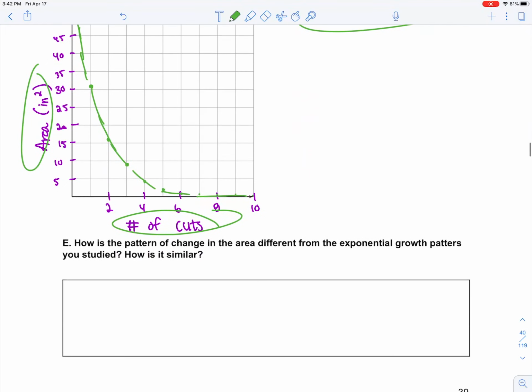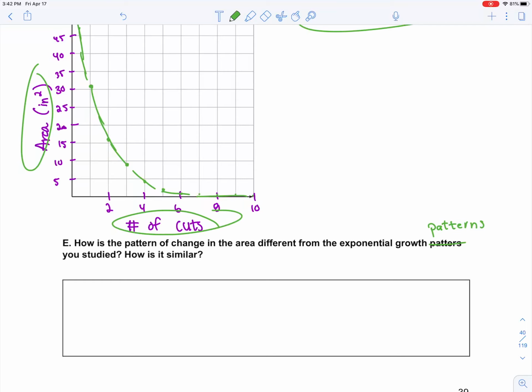All right, let's keep going. Now here's your focus question. How is the pattern of change in the area different from the exponential growth patterns you studied? How is it similar?